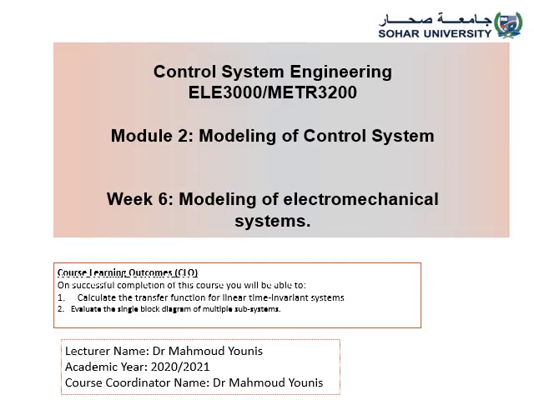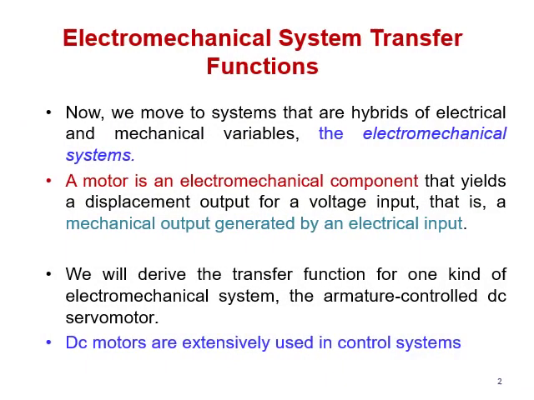Hello dears, here we will discuss the modeling of electromechanical system. The electromechanical system is a combination of electrical system and mechanical system, where the electrical voltage will be supplied to electrical circuit and it will result in mechanical output or mechanical rotation. Now the transfer function will be generated for both electrical and mechanical. So we are going to consider for this system its input is electrical and its output is mechanical.